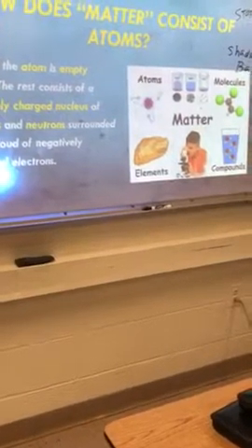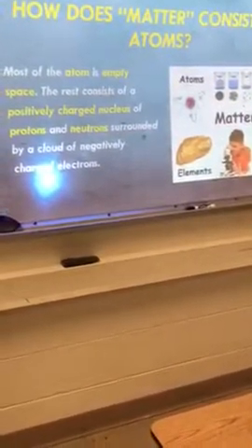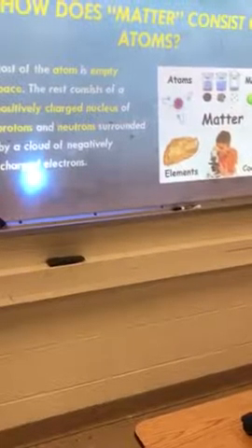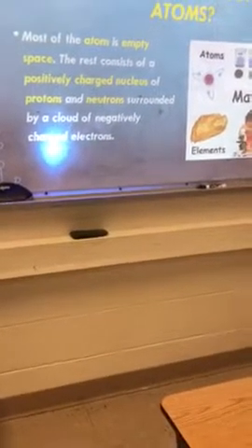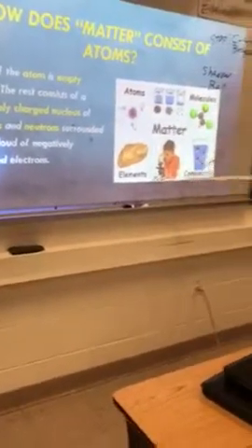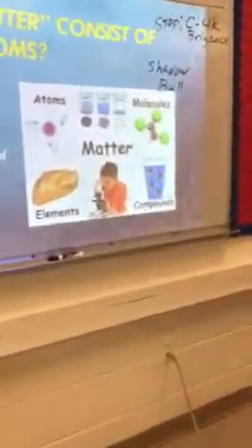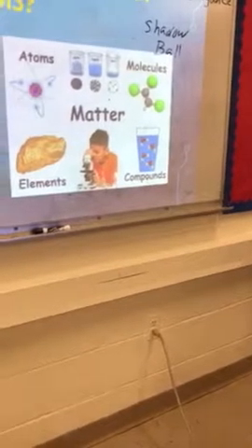All right, how does matter consist of atoms? Now let's talk about the overview of our lesson and the objective of the day. How does matter consist of atoms? As you see, we have a picture with different types of ways that can happen. All right.